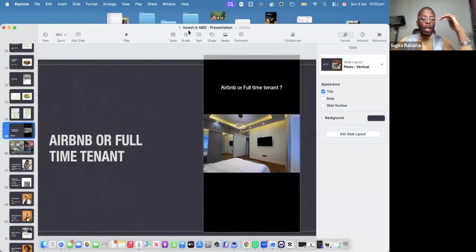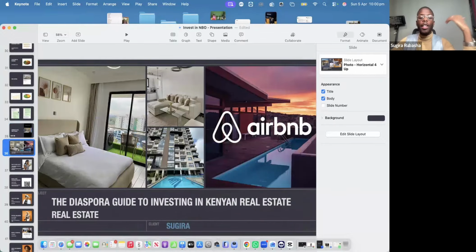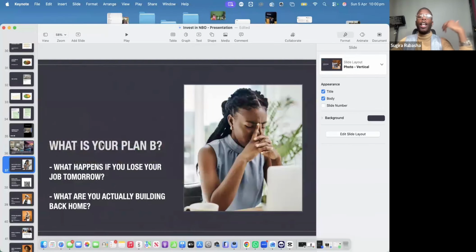So, what would you rather, guys? As we round off and we'll go into questions. What would you guys rather? Let me know, put it in the chat. So this is really the diaspora guide in investing in Kenyan real estate. And just one thing I'll leave you with is what is your plan B, right?